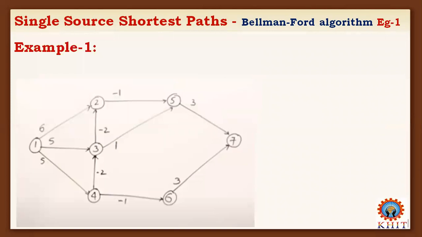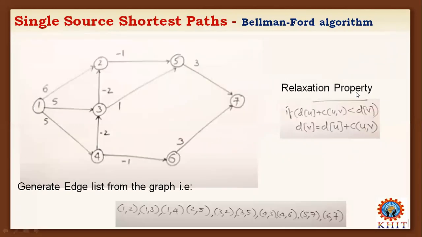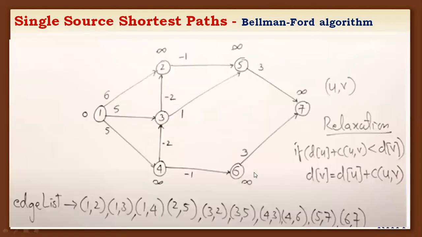This is the given graph. In the given graph, first apply the relaxation property. Then consider the possible ways of generating the edges from the graph. Based on the directions, you can generate the edges. Once the edges are generated, consider the weight of the first vertex as 0, and the remaining vertex weights as infinity.